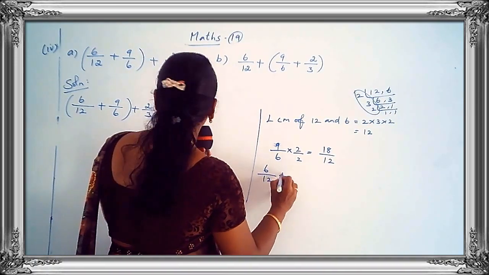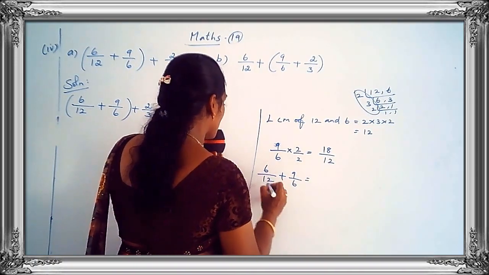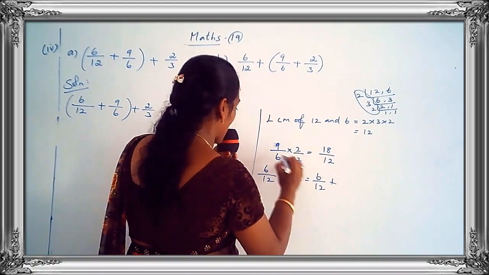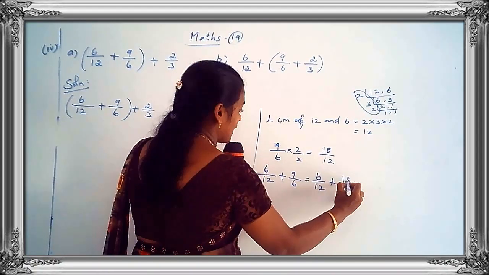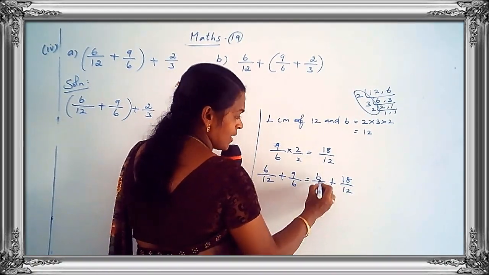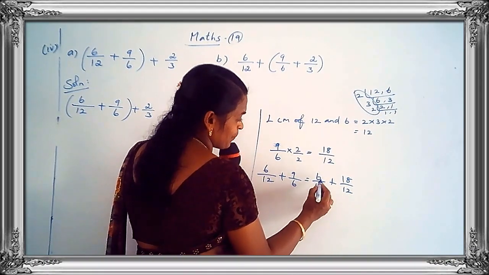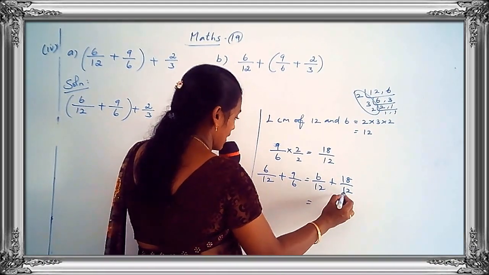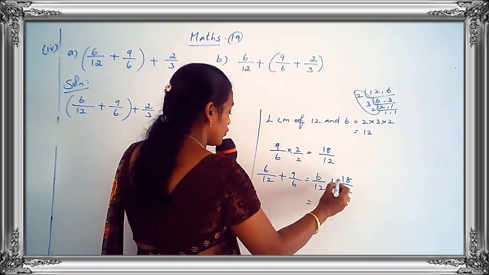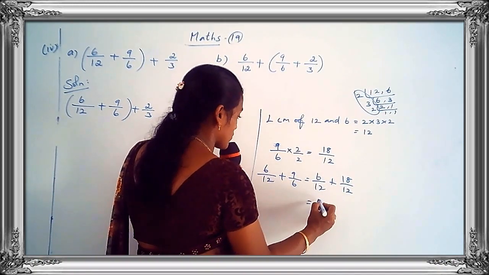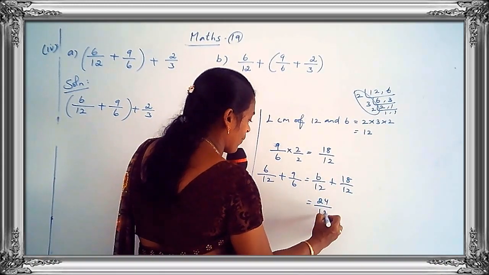6 upon 12 plus 9 upon 6 is equivalent to 18 upon 12. Okay, so that's where your answer is. The denominators are the same, so that's why we add the numerators. So 6 plus 18 is equal to 24 upon 12.